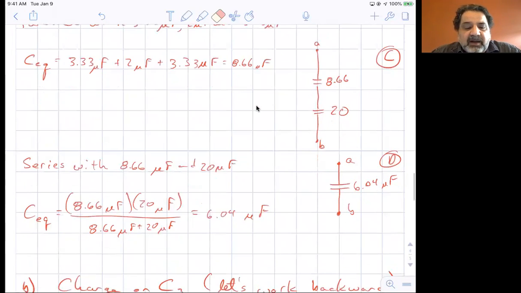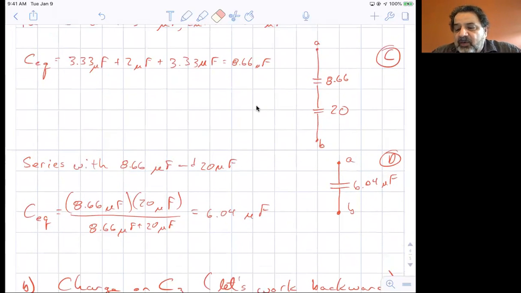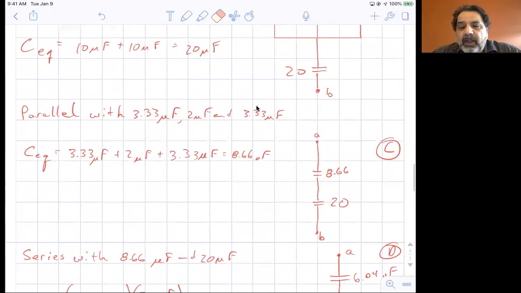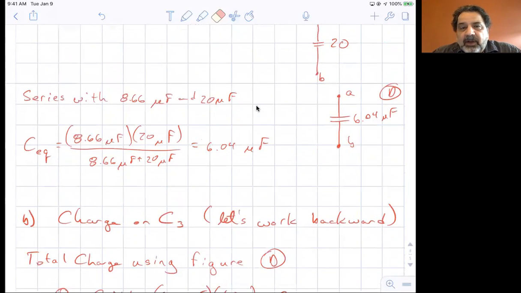So now we have to solve this series with 8.66 microfarads and 20 microfarads. The C equivalent is the product divided by the sum: 8.66 microfarads times 20 microfarads divided by their sum, 8.66 plus 20, and you end up with 6.04 microfarads. So D is the equivalent circuit of this whole big mess up here. It all reduces to 6.04 microfarads.